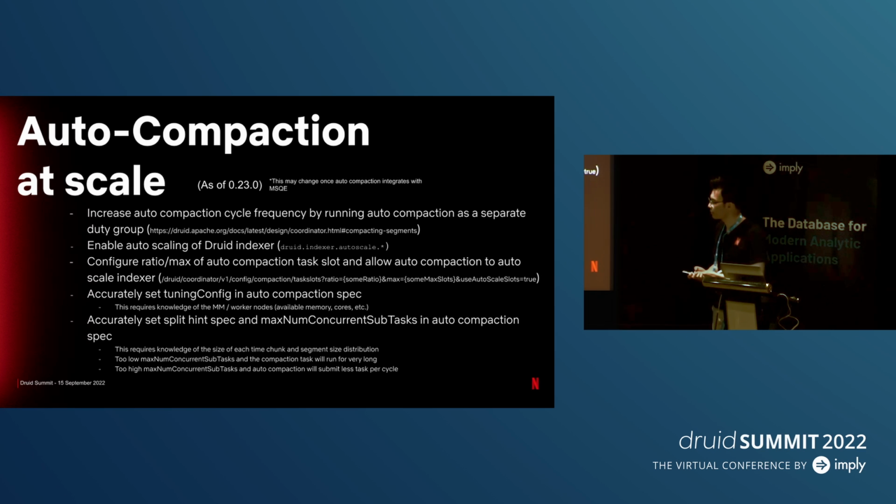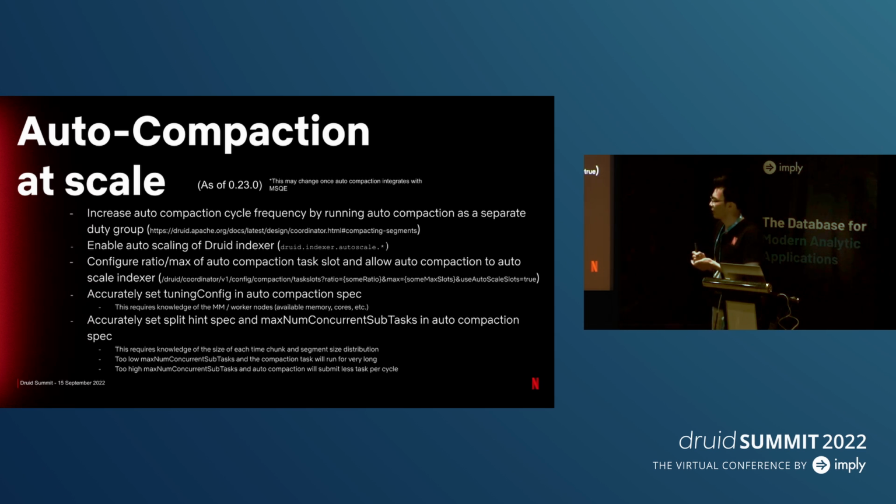are done. We also enabled auto-scaling of the Druid indexer, the middle manager. This helps a lot because auto-compaction can be spiky. If you enable auto-compaction for the first time for a new data source, you're going to get a lot of compaction jobs. But once it catches up, you're only going to get a few compaction jobs every hour, right? So the auto-scaling helps us save money and deal with changes in resource consumption.